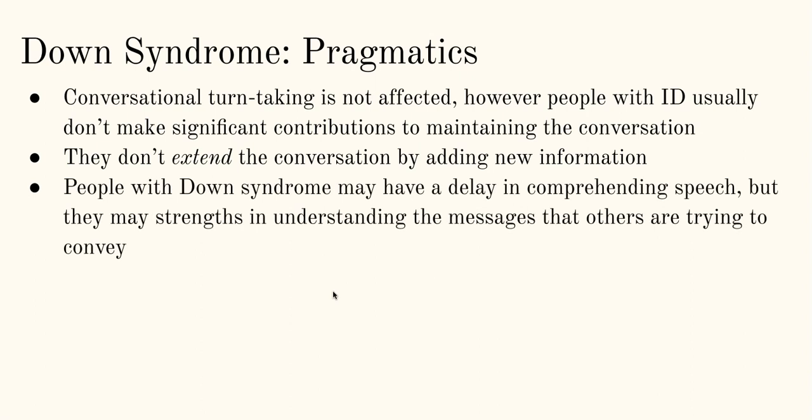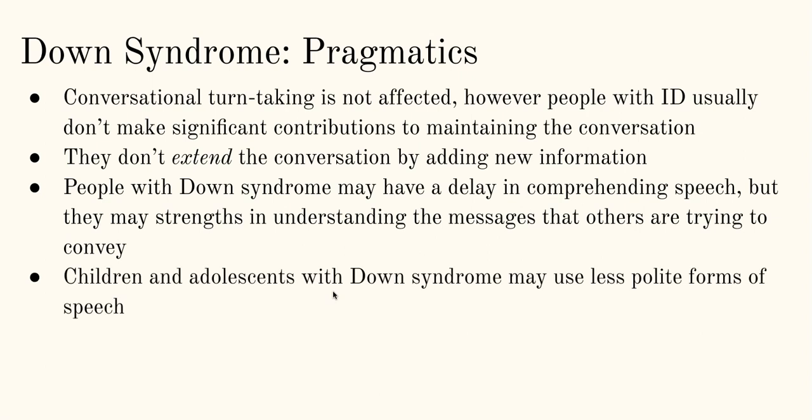People with Down syndrome may have a delay in comprehending speech, but they may have strengths in understanding the messages that others are trying to convey. So even though they might have a harder time just with the speech aspect and understanding speech, they're often able to pick up clues from a pragmatic standpoint and figure out what you're telling them, even if they don't quite understand all the words.